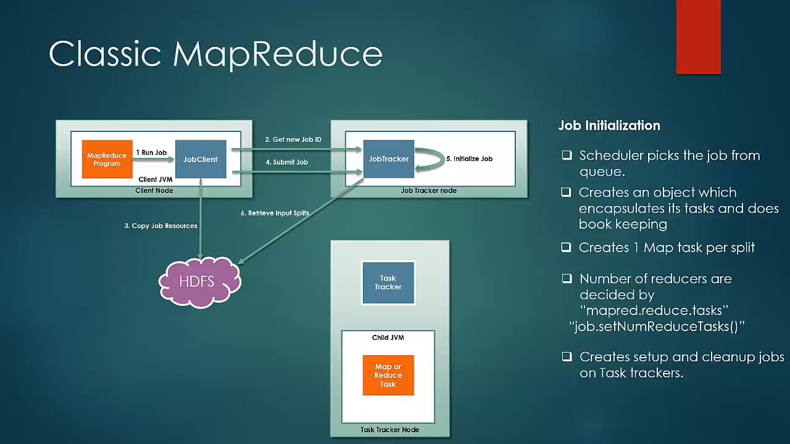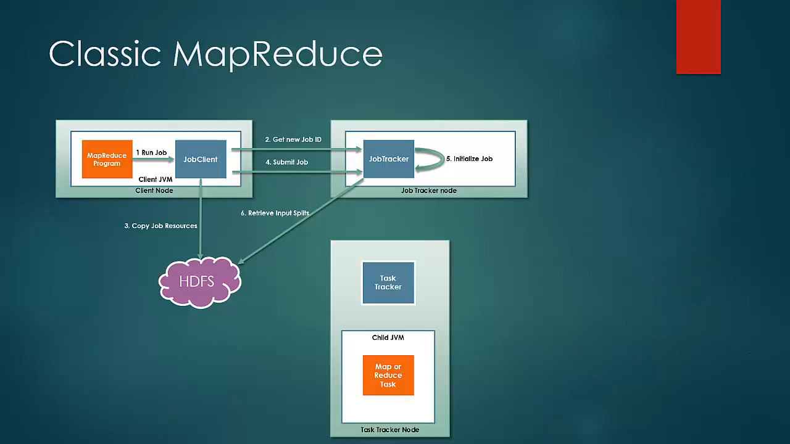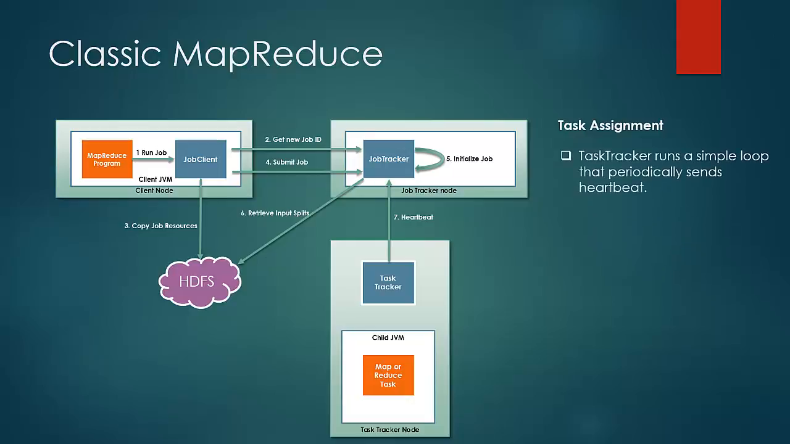After this phase comes the task assignment phase. At this point, job tracker should know which task trackers have free slots and which ones are busy. The task tracker simply runs a loop that periodically sends a heartbeat. This helps job tracker to understand if the task tracker is active or not. As a part of the heartbeat, the task tracker sends information regarding the statuses of the tasks running on it. This helps job tracker to assess the load on the task tracker and thus assign a new task.